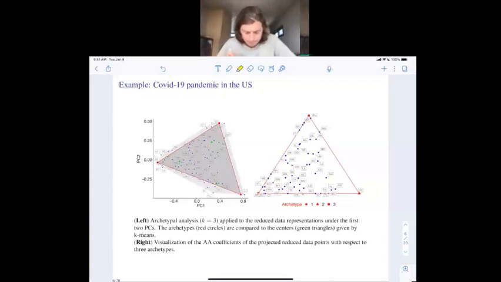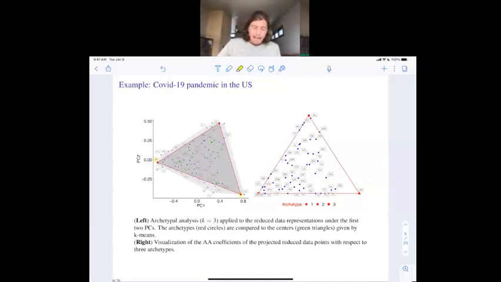One thing you can see, and this is maybe something to point out, is that the archetype points aren't necessarily in the original data set. So there's no state that corresponds to this archetype point. But Arizona would be the closest point in the data that corresponds to that archetype point. But that's not always true. For example, this archetype point is the same point as Alaska here.